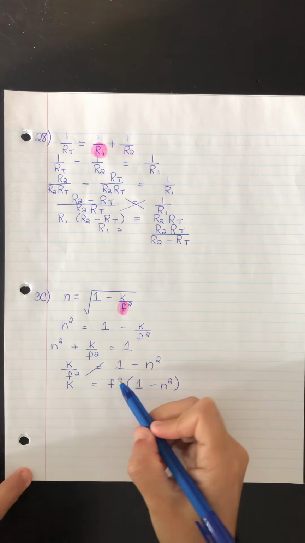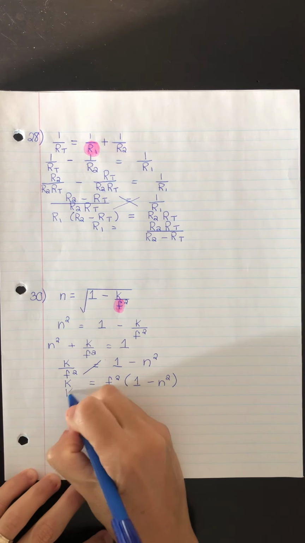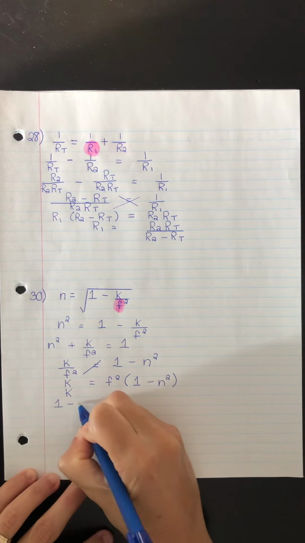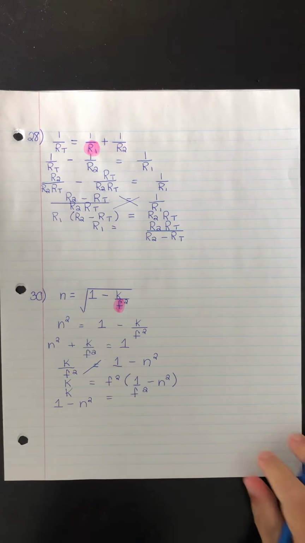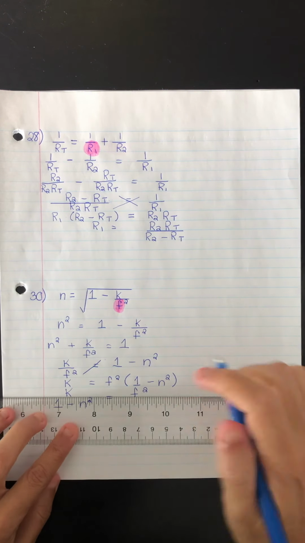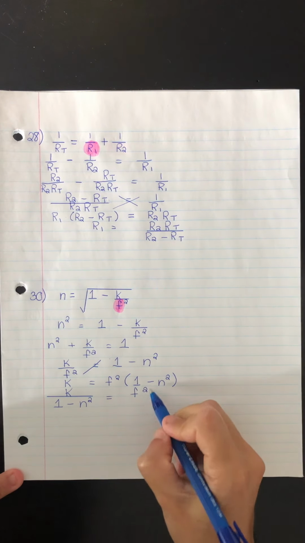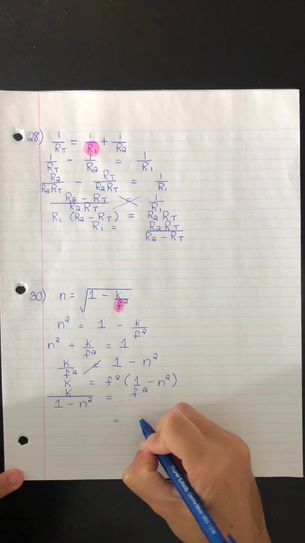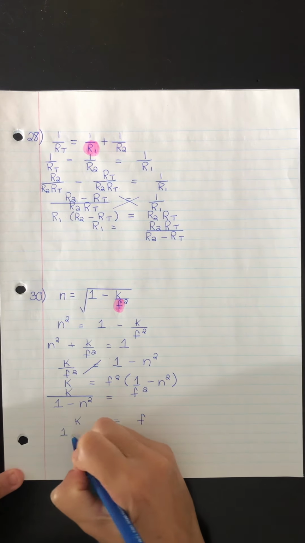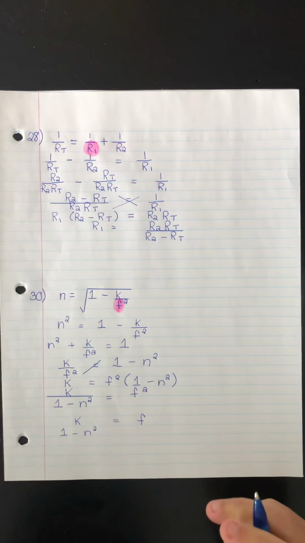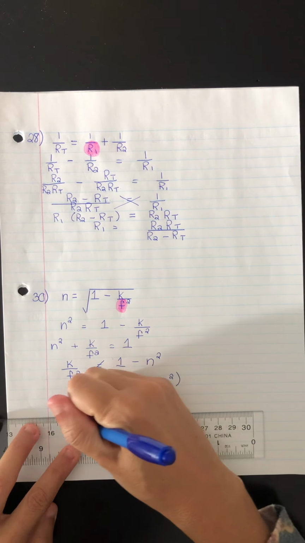Isolate f squared. So we take the multiplication implied and change it into division. So we divide by 1 minus n squared to isolate f squared. So that is our next step there. And finally, moving from f squared to plain old f requires taking the square root. So we will have the following as our final result.